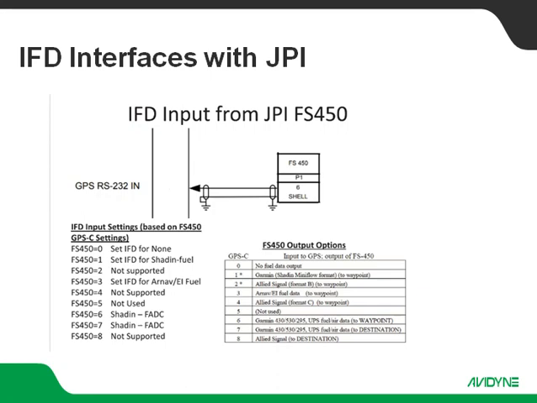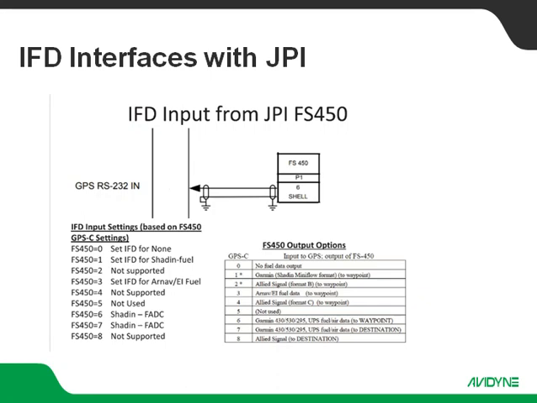Much like the other JPI instruments, the EDM systems and what have you, these also have a GPS-C setting, which determines what the protocol on that output is going to be. So let's run through those real quick. Obviously, if your GPS-C setting is 0, that means it's not putting out fuel data.